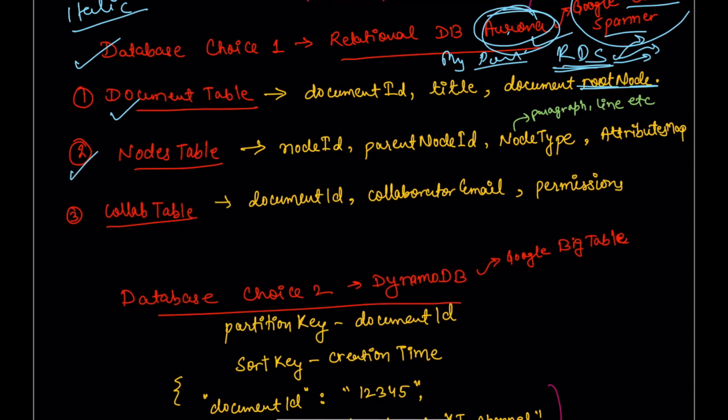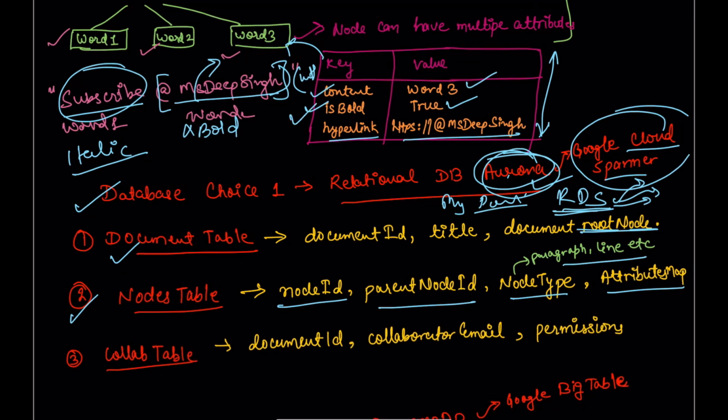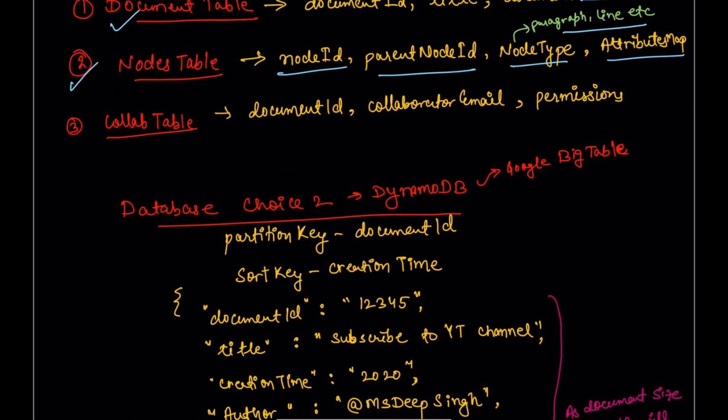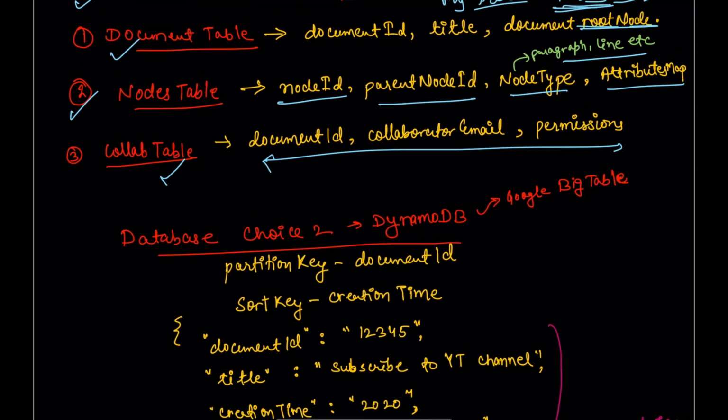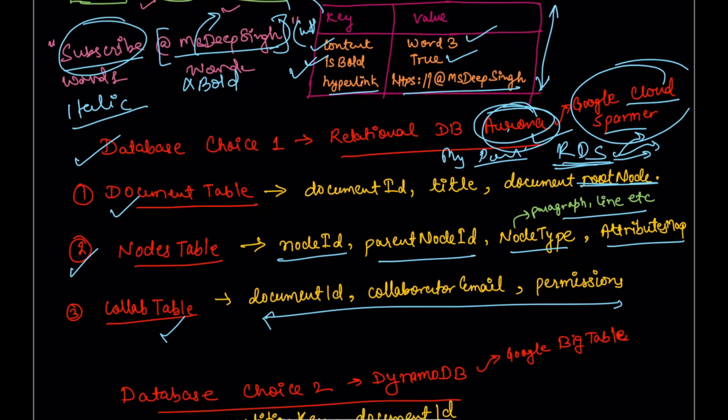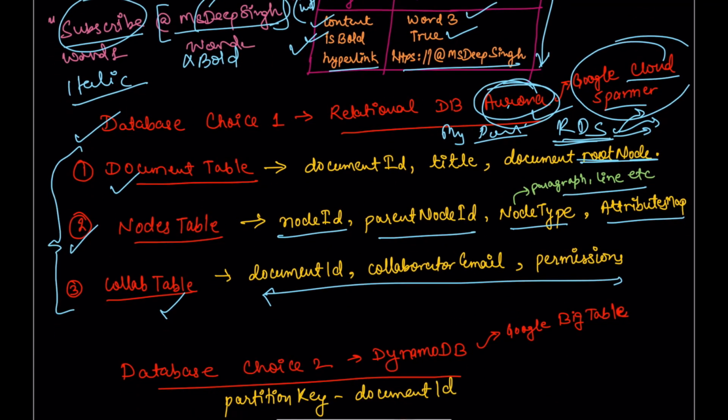Another one is the nodes table. In the nodes table we are trying to store all the nodes: node ID, the parent ID, then node type, paragraph, line, etc. Then the attributes map, whatever data we are trying to store as a key-value map. Got it? Another one is the collab table. In the collab table we are trying to store the collaborator email, and the permissions specific to that collaborator for the specific document. So if we say that, these tables should be sufficient to solve our use case of storing the data.